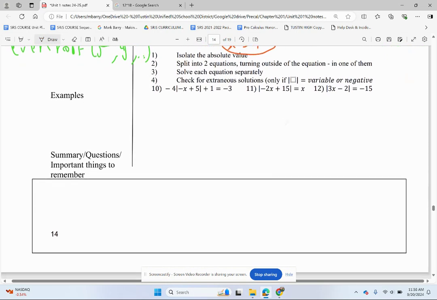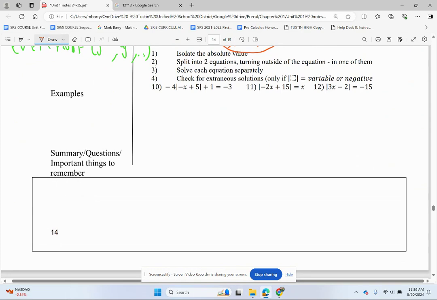Okay, last step here for absolute values. We want to isolate the absolute value first, split it into two equations, turning the outside of the equation negative in one of them, and then solve each equation separately. And then we only need to check extraneous solutions on these ones if the absolute value equals a variable or a negative. Okay, so for this one, I'm going to subtract 1 on each side.